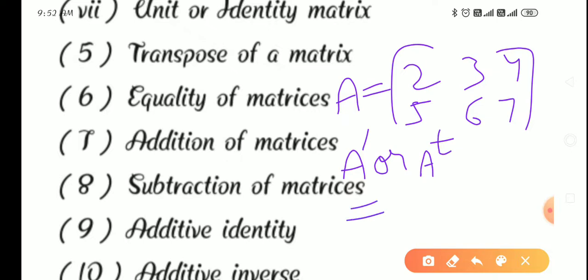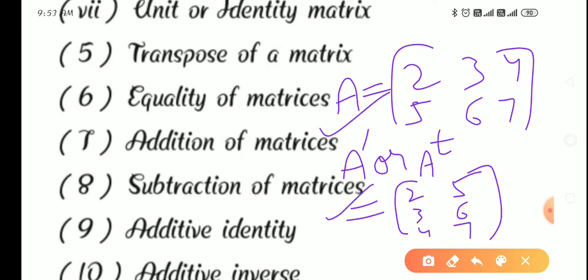So it will be written as you interchange rows and columns. Rows you make columns and columns you make rows. So 2 3 4, 2 3 4 5 6 7. Now you have changed rows into columns or columns into rows. So this A dash is the transpose of the given matrix A. I think you have understood what the transpose is. You have to interchange only rows and columns.